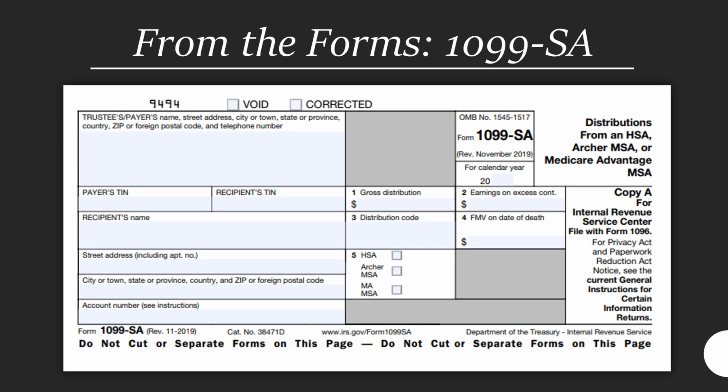And then our taxpayers who had distributions from these accounts will come in with, or should come in with, a 1099-SA. And that will have in box 1 a gross distribution amount, and then there are some codes associated with this. A code 1 is a normal distribution in this case. And this is an important form to have reported on the tax return, so this is one that is needed.